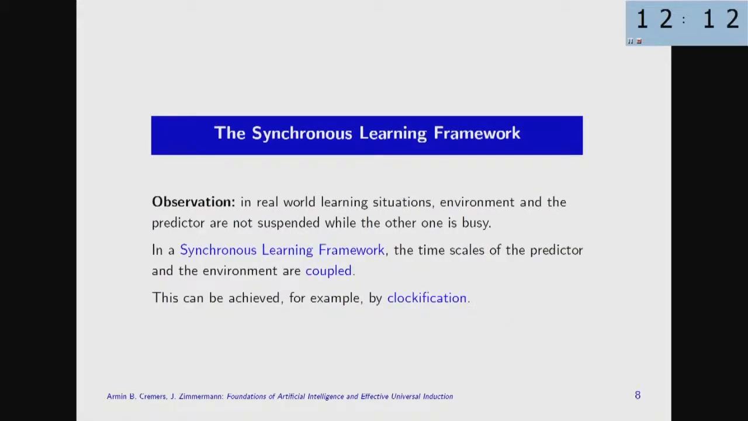So one way we came up with to remedy the situation, to take this Solomonoff framework to effectiveness, is to couple the time scales of the two systems, of the learning framework and the environment. In real-world situations, you have, of course, such a coupled situation. The predictor is not suspended all the time while the environment is busy, and vice versa. So the mechanism that we came up with to couple these two universal Turing machines is clockification.